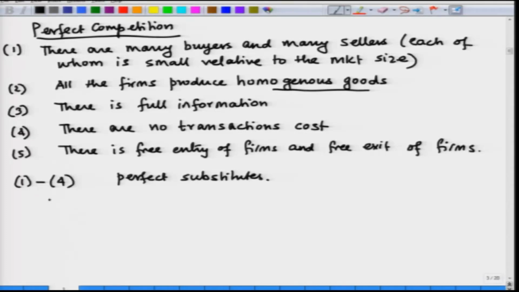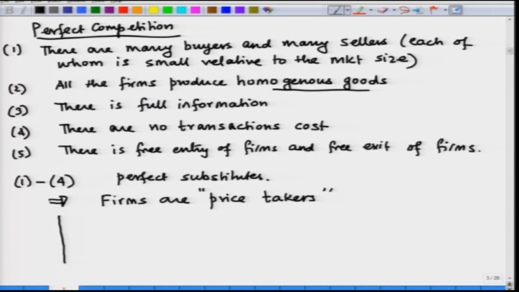Moreover, there are no transactions cost, which means that if any one firm tries to raise the price of the product, no consumer will go to that firm and instead will go to some other firm where the consumer is guaranteed to get the product at a lower price. Thus, these assumptions 1 to 4 essentially imply that in a perfectly competitive market, firms are price takers. Which then implies, well, if they are price takers, where do they take that price from?